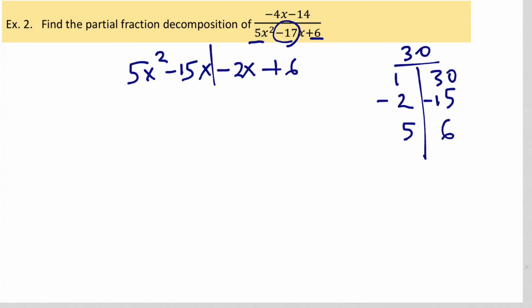All right, so my 5x is my GCF of the first two terms. Bring down my sign.